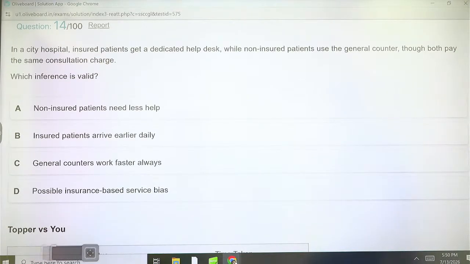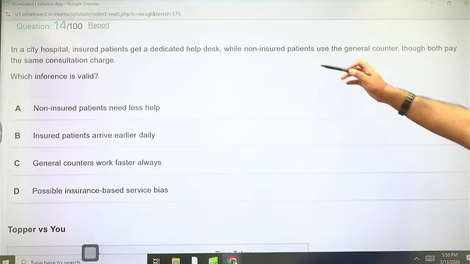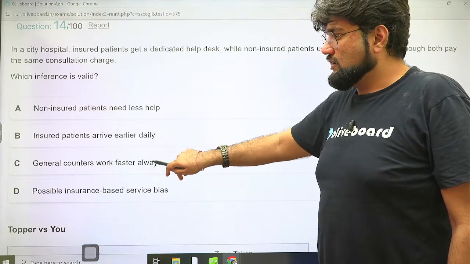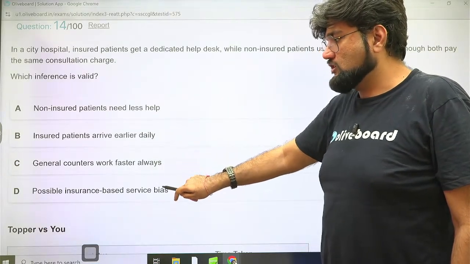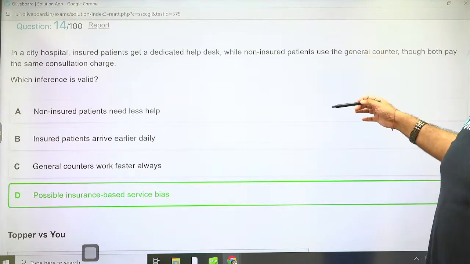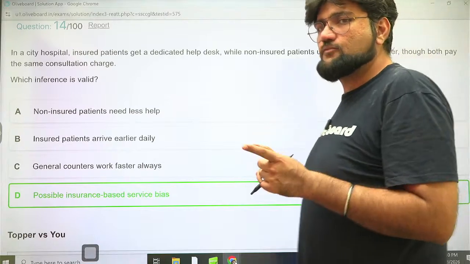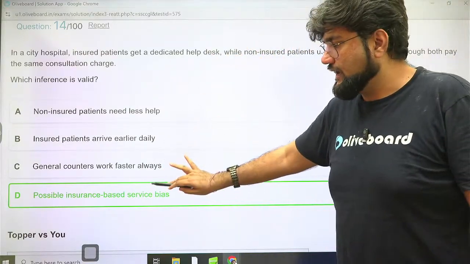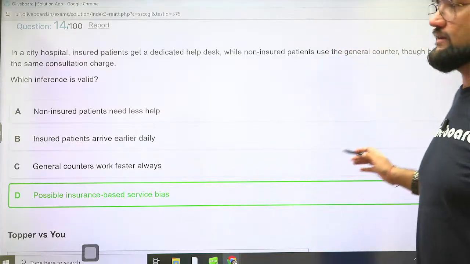In a city hospital, insured patients get a dedicated help desk while non-insured patients use the general counter, though both pay the same consultation charge. So which inference is valid? Non-insured patients need less help, but of course not. Insured patients arrive early. General counters work faster. Possible insurance-based service bias. That means everything is fine, everything is normal, everything is comparable. But despite that, people with insurance are getting a separate desk as compared to the others. This indicates towards an insurance-based service bias.